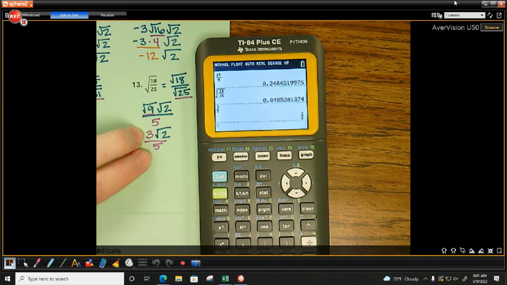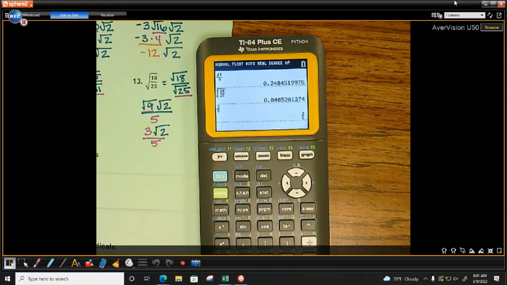No square roots in the denominator, no square roots that are divisible by a perfect square other than 1, and nothing inside or outside the radicals can be simplified. We good? All of that's a little refresher, right? We've simplified radicals before.